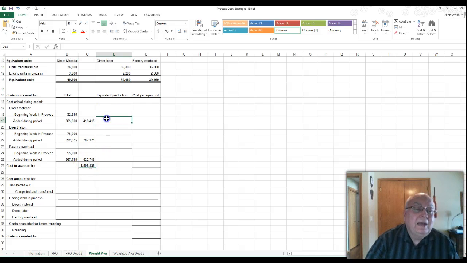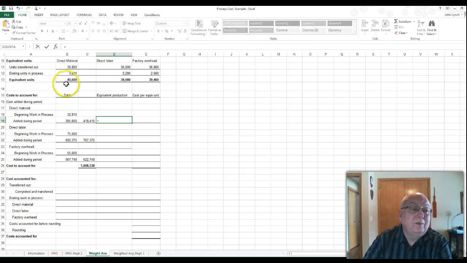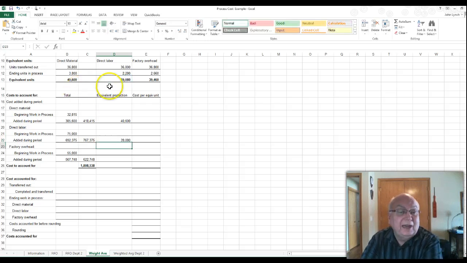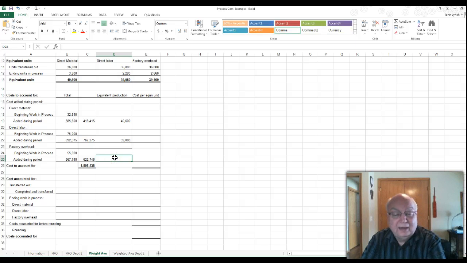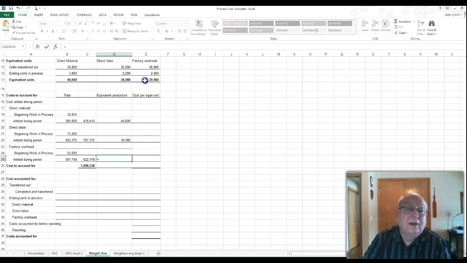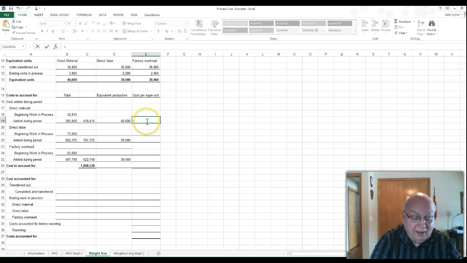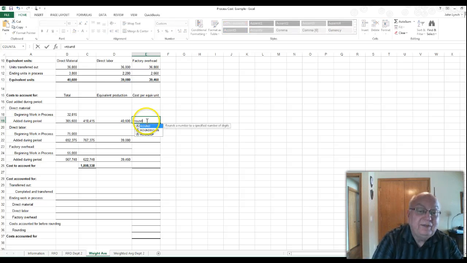Okay. Now the equivalent units again for material will be what we calculated up there. For the labor is the 39,080, and for the factory overhead is 39. Now the reason why these are different is because factory overhead can be based off of machine hours. So that's why they're different.